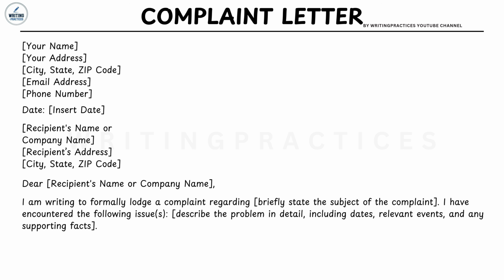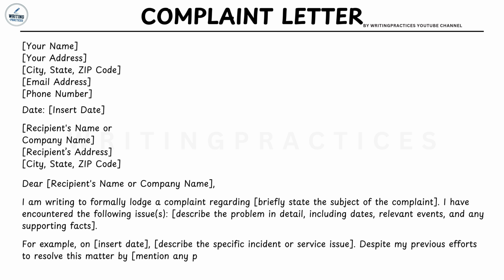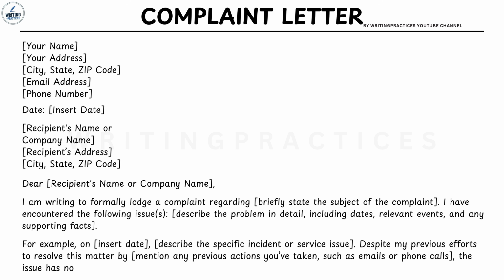Step 7. Mention previous attempts to resolve the issue. If you've already tried to resolve the problem in the past, make sure to mention that here. Maybe you've already called customer service or sent an email. State what you've done so far to address the issue and why you're still dissatisfied. This shows that you've made an effort to fix the problem, but now you're escalating the situation to ensure it's properly handled. For example, you can say, "Despite my previous phone call on insert date, the issue remains unresolved." This helps give your complaint context and shows you've been proactive.